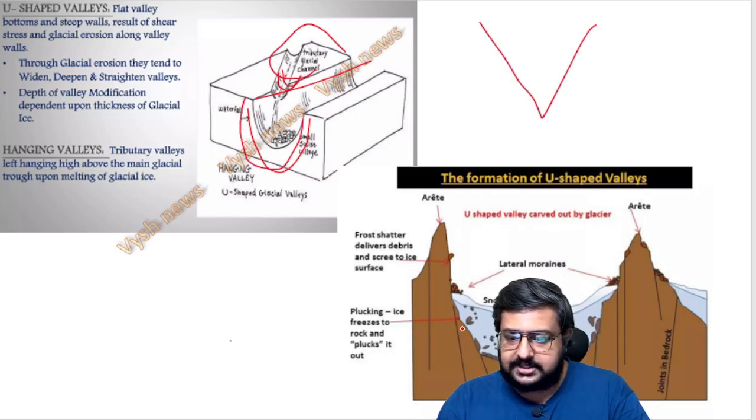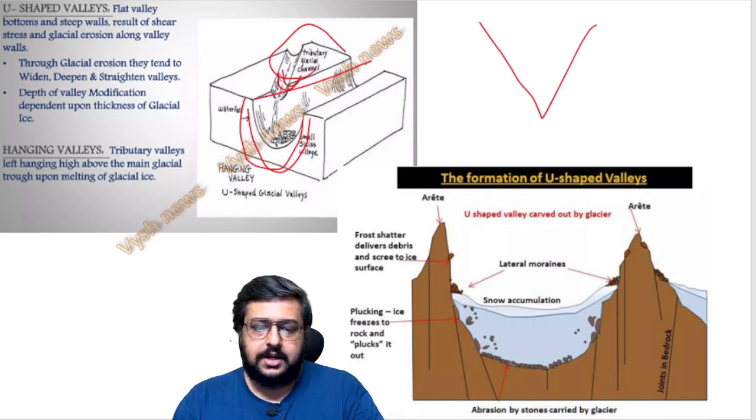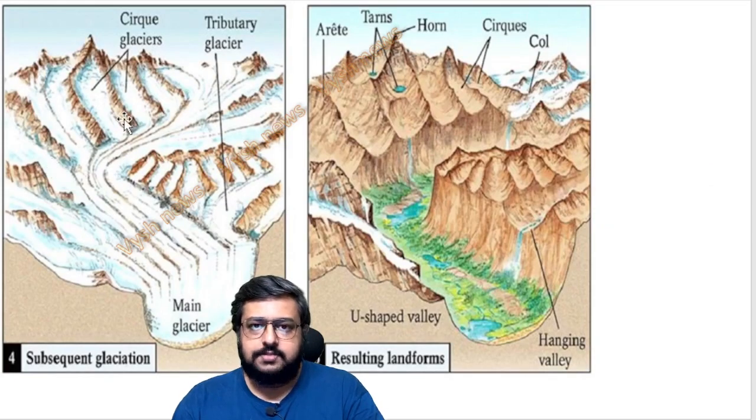In the U-shaped valley, this is a formation picture again. Behind me you can see different moraines on either side, snow accumulation, stone accumulation, these many things are there. If you study the different geographical features from the textbook, that will be sufficient. Don't do extra research on it unless you have geography optional.